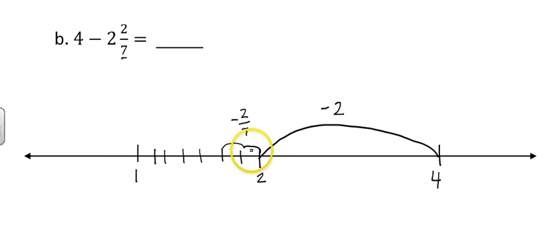Since I know the whole section is 7/7, and I went backwards 2, then I know that I landed on 1, because there's my 1 whole, and 5/7 as my final answer. 4 minus 2 and 2/7 is 1 and 5/7.